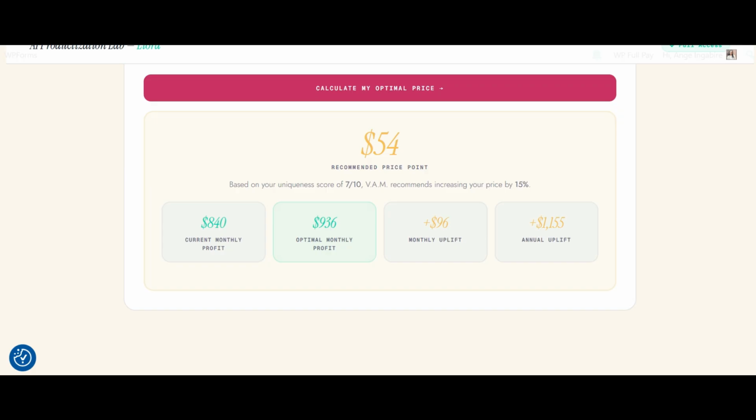And this is with a modest uniqueness score. At 8 or 9 out of 10, the recommended increase is higher. The more differentiated your offer, the further VAM moves the price from what felt safe to what the market will actually hold.